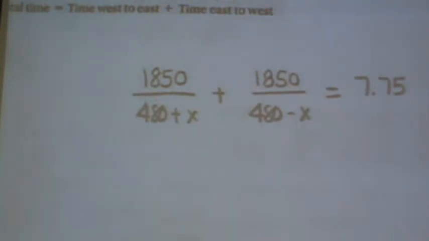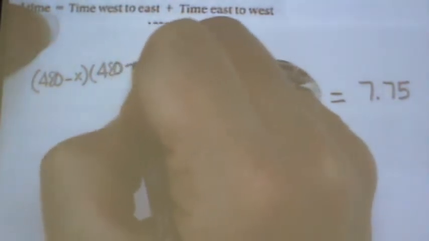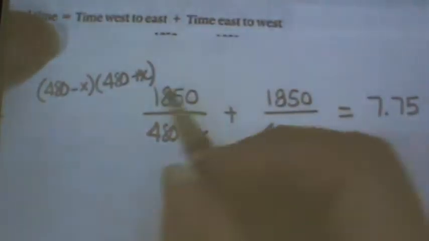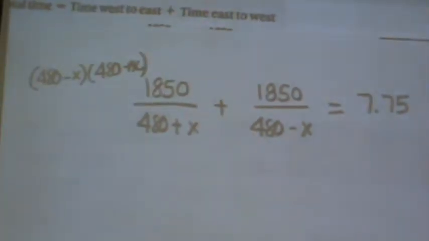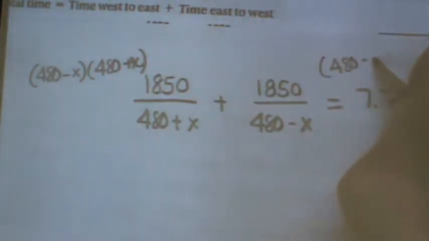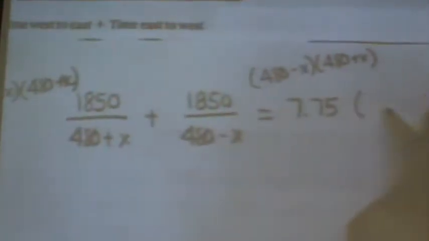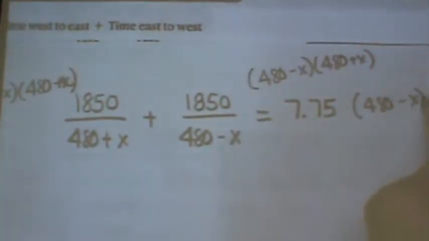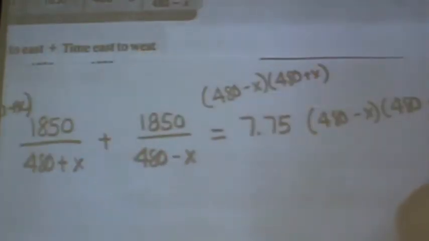This is what we've been working on. How do we solve for X, which is the wind speed? What's your common denominator? 480 minus X, 480 plus X. Unfortunately, they're big numbers. Just like we practice these problems with smaller, nice numbers, these ones aren't as nice. But you can't do the hard problems unless you know how to do the easy ones. So that's why we start off small and work our way up to these.